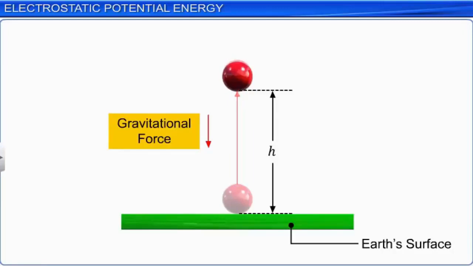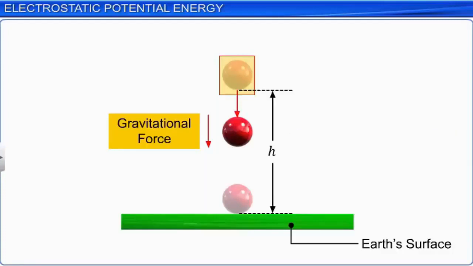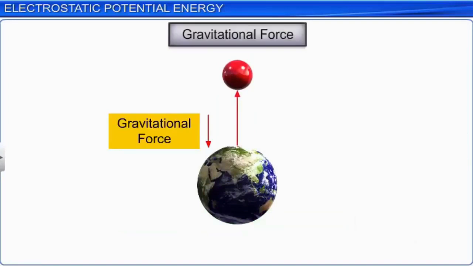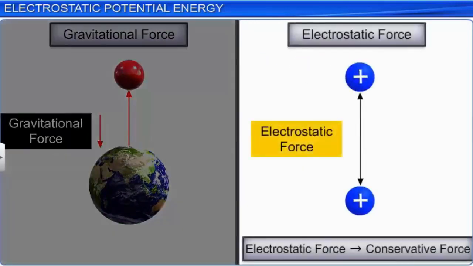When the body is released from height h, the body gains kinetic energy and loses an equal amount of potential energy. The law of conservation of energy holds good in this case, as the total energy of the system is constant. Like gravitational force, the electrostatic force between two charges at rest, expressed by Coulomb's law, is also a conservative force.